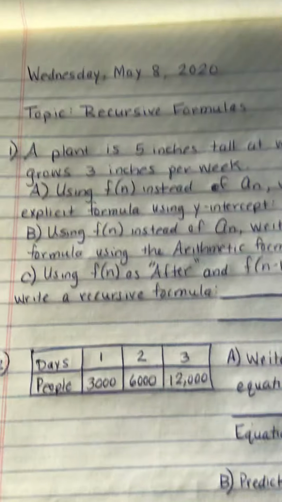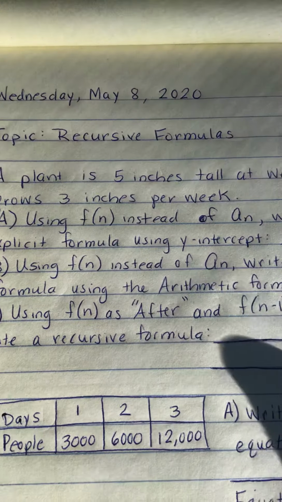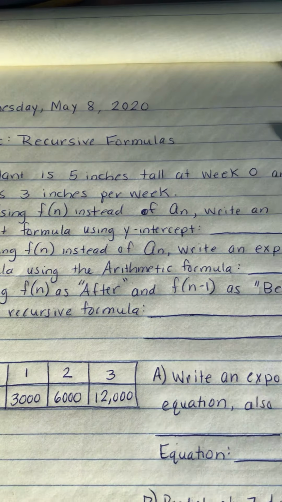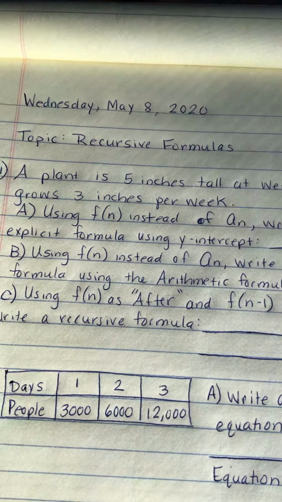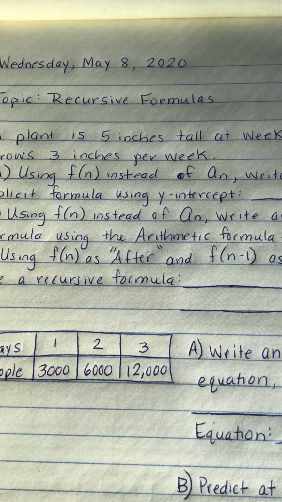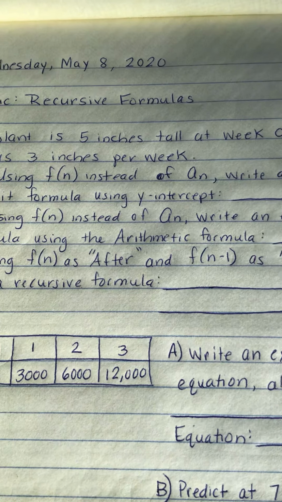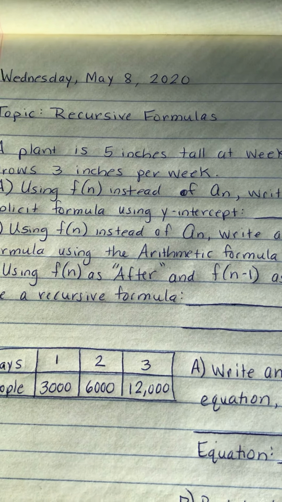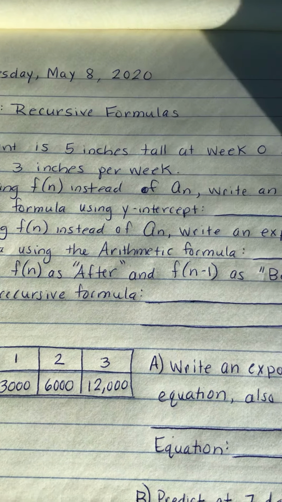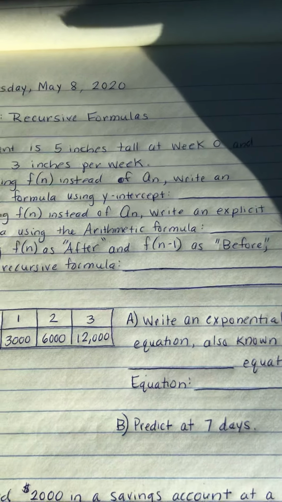All right, you're back. Okay, so number one, a plant is 5 inches tall at week 0. It grows 3 inches per week. Using f of n instead of a sub n, write an explicit formula using the y-intercept. So the y-intercept is when you're at the 0 term. So I want you to pause and do that now.